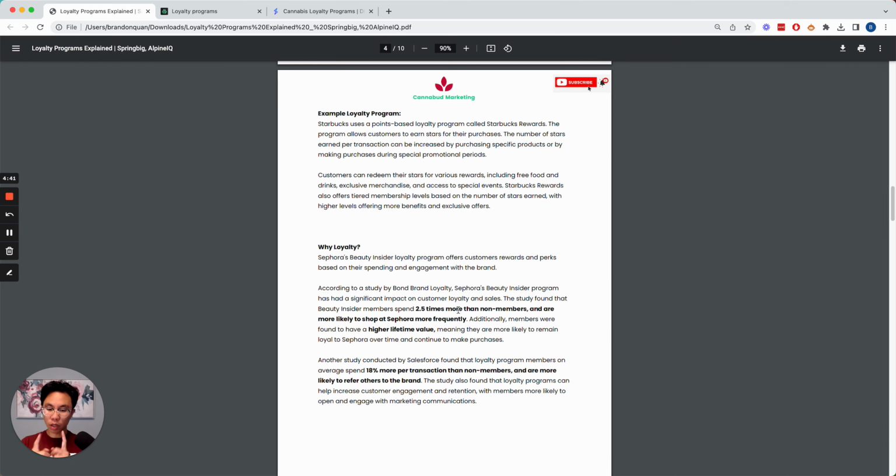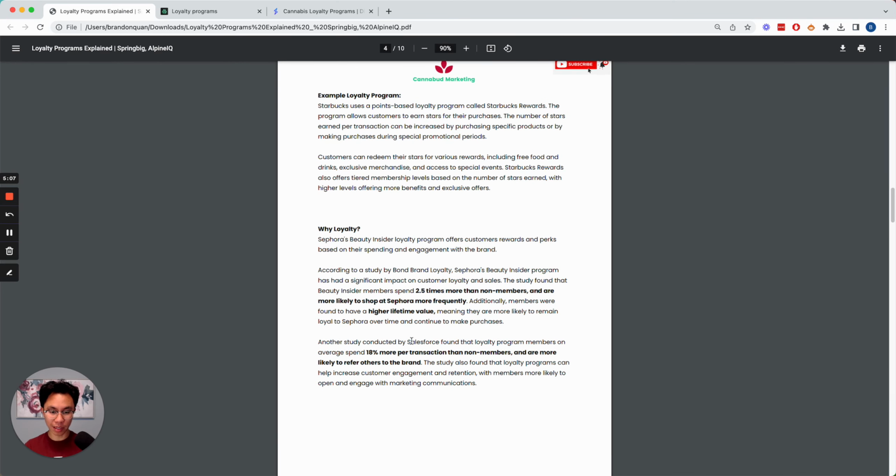So two customers aren't equal, right? If you have one customer that's spending $500 a month, that customer is more valuable to the business than the customer spending only $200 a month, right? The key is, how do we get customers now to spend an additional $300 more? So 2.5 times more is nothing to scoff at per customer if they're members, which is why these loyalty programs are very, very powerful.